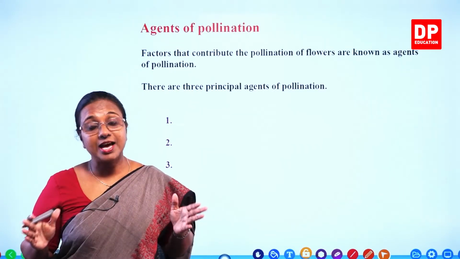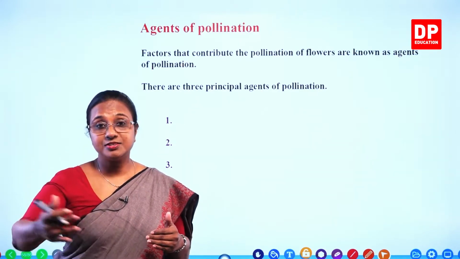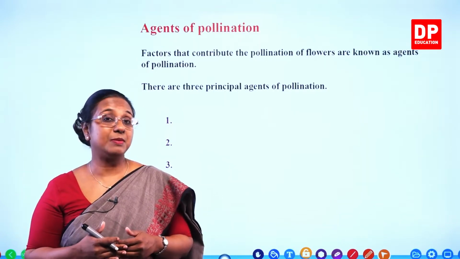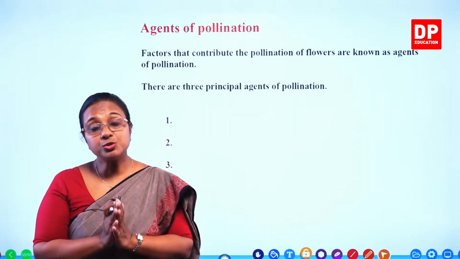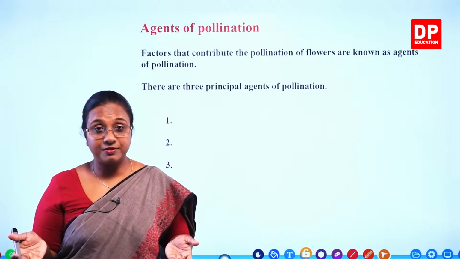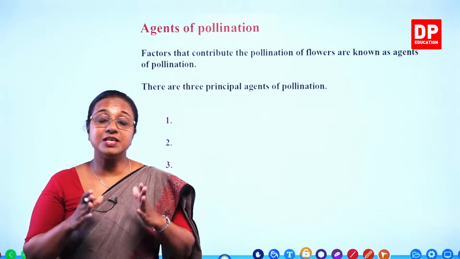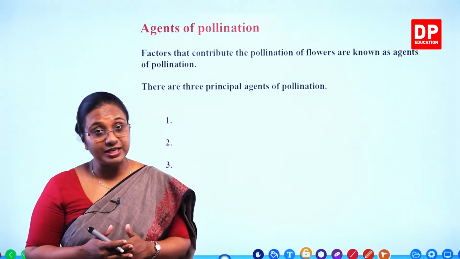And you all know when there is cross-pollination, there are chances of mixing of characteristics. Therefore, new species can be produced. Therefore, the cross-pollination method is more preferred. And we discussed some of the adaptations shown by plants in order to prevent self-pollination.